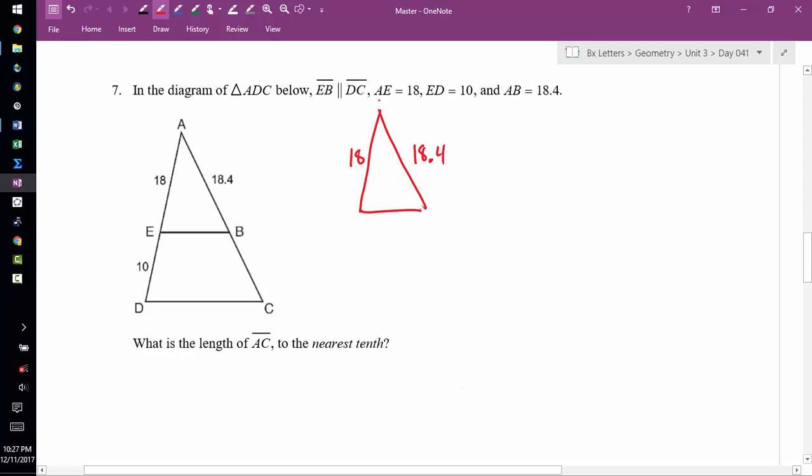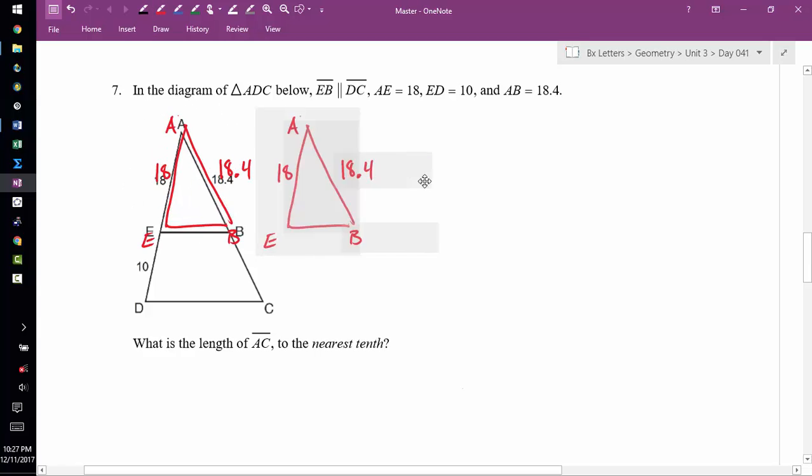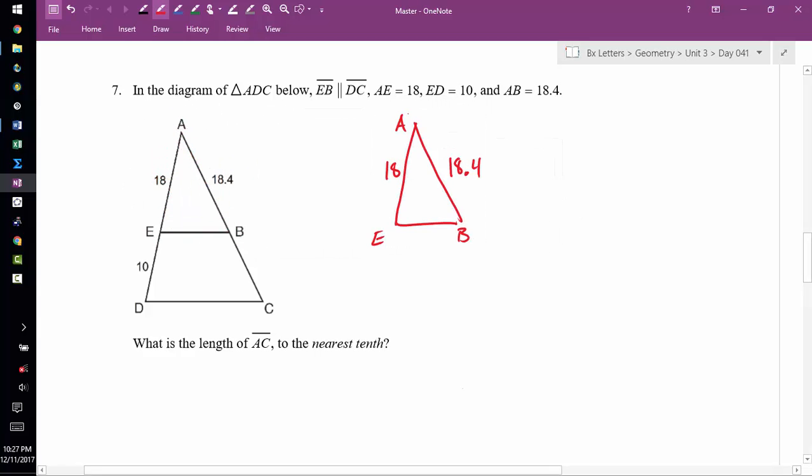You just redraw all the triangles, and I think it's useful to label it. So when I put that back, you can see A was at the top, E, B, it's all there. So I'm going to put that here, and I'm going to see that this entire side, it's not 18 and it's not 10, it's a total of 18 plus 10. It's a total of 28.